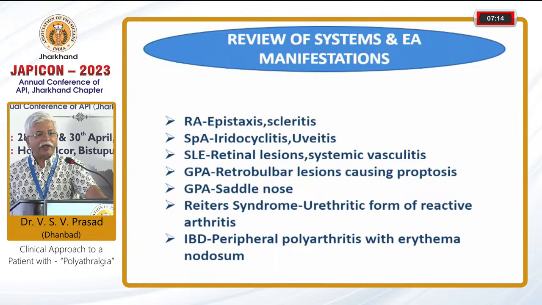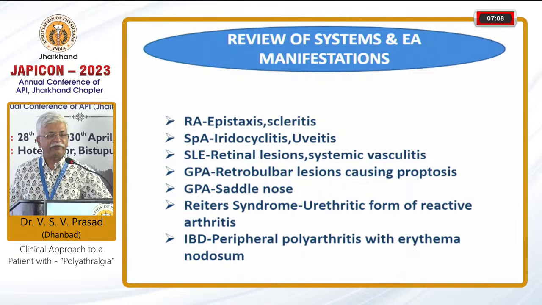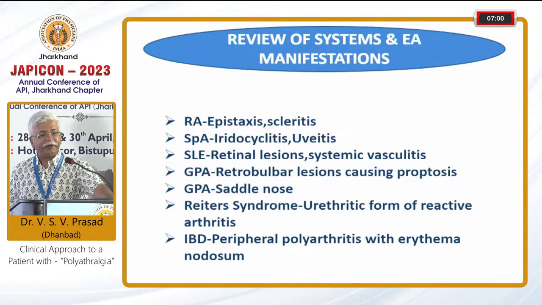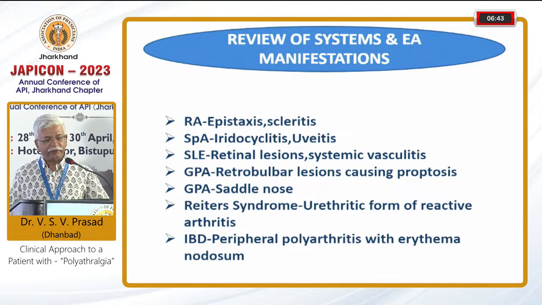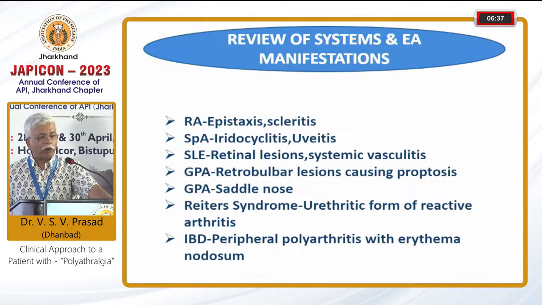And when you further look at the systemic examination in rheumatoid arthritis, a patient could present with epistaxis, scleritis. In spondyloarthritis, we could come across iridocyclitis and uveitis. Systemic lupus, patient can present with retinal lesions and other systemic vasculitis. In GPA, we could come across proptosis, which happens with retrobulbar lesions. A saddle nose is commonly seen in GPA. In Reiter's, you find the urethritic form of reactive arthritis, and in inflammatory bowel disease also we come across peripheral polyarthritis and some patients with erythema nodosum.